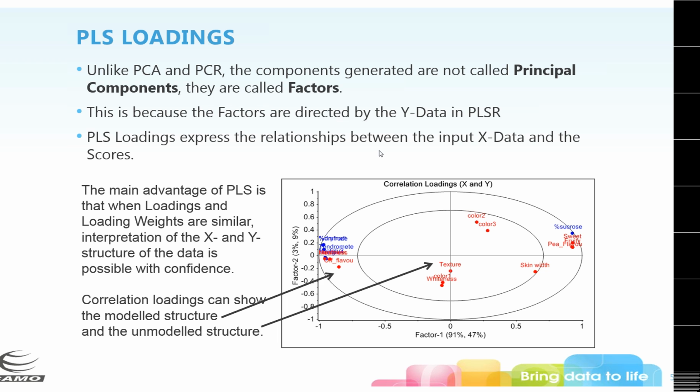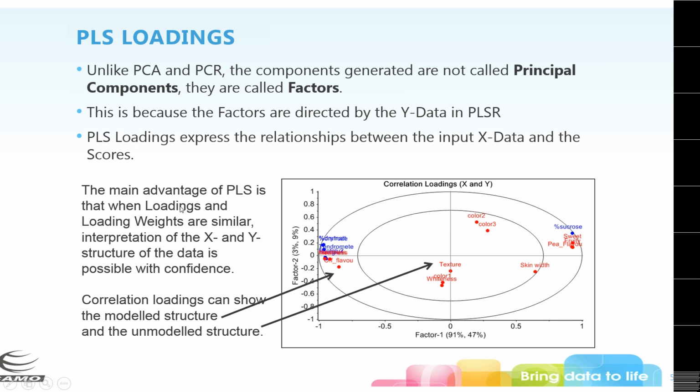So one of the things we look at when we are doing our PLS analysis, one of the first things we look at is our loadings. And in this case, we have our correlation loadings. And what that does is that takes a look at how the X data and the Y data work together to explain the data here, right? So one thing that's nice is that when we have our loadings and then our loading weights, if they are similar, then we can interpret the X and Y structure well. And that means that we've done our pre-processing correctly.